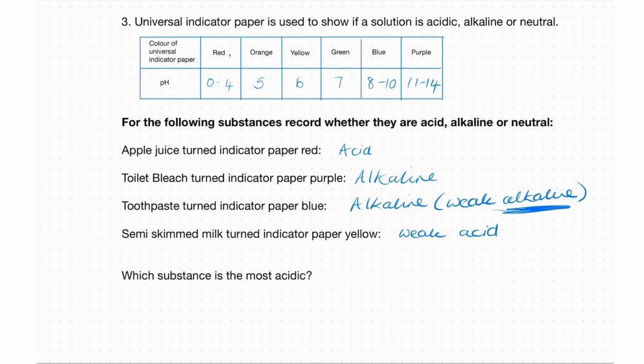Then they're asking which substance out of those is the most acidic. Because you've written acid for semi-skimmed milk and apple juice, you need to look back at the colours, red and yellow. The apple juice turned it red, and that's for a pH of 0 to 4, but the milk turned it yellow, so the most acidic is going to be the apple juice.